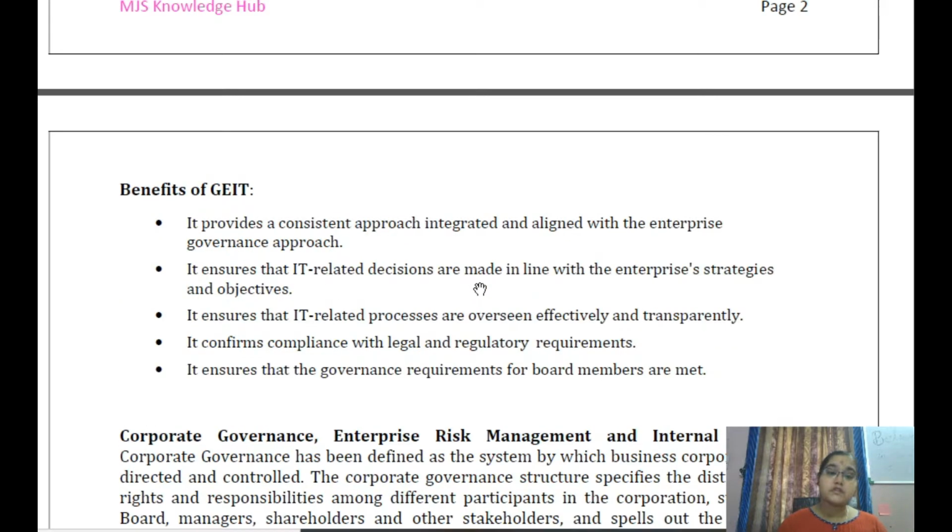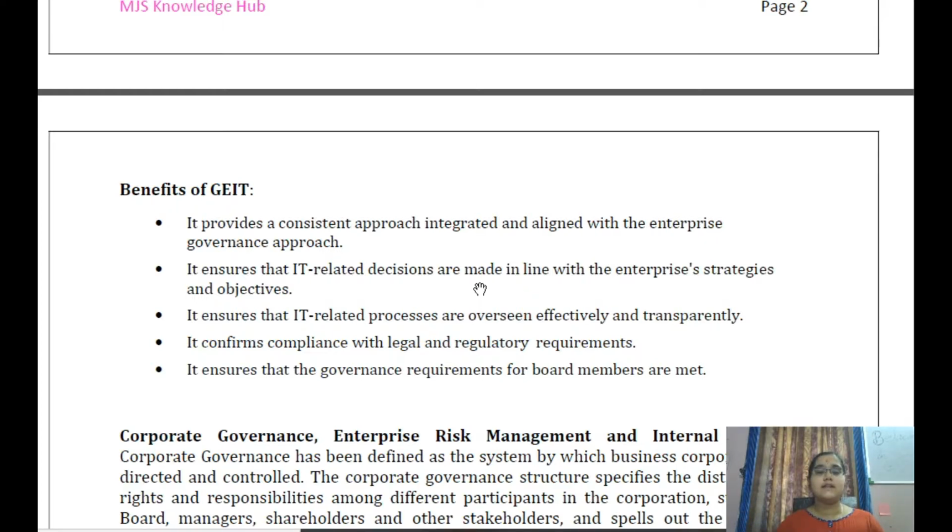Then what are the benefits of GEIT? What are the benefits of having a governance of enterprise IT? Means enterprise IT is being governed. What is the benefit you will get? First thing is that it provides a consistent integrated approach aligned with the enterprise governance. So the IT is now not properly helping the organization. This will help to provide a consistent approach such that it is integrated and aligned with the enterprise governance approach. Means IT approach is now linked with the governance approach.